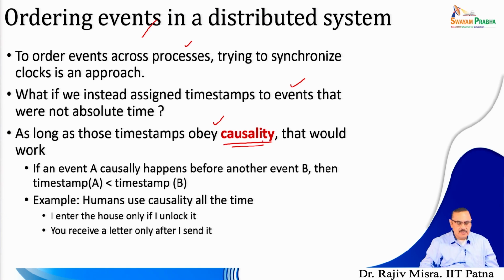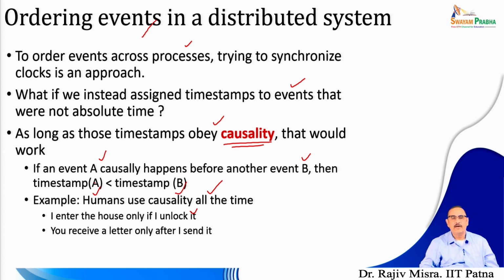What do you mean by causality? Causality says that if an event A causally happens before another event B, then the time stamp of event A should always be less than the time stamp of event B. Humans use causality at all points of time. For example, I enter the home only after I unlock it. Unlocking means opening the lock and then entering into the home. So, unlocking happens first, and the time stamp of unlocking is less than the time stamp of entering into the home. So, this is called causality.